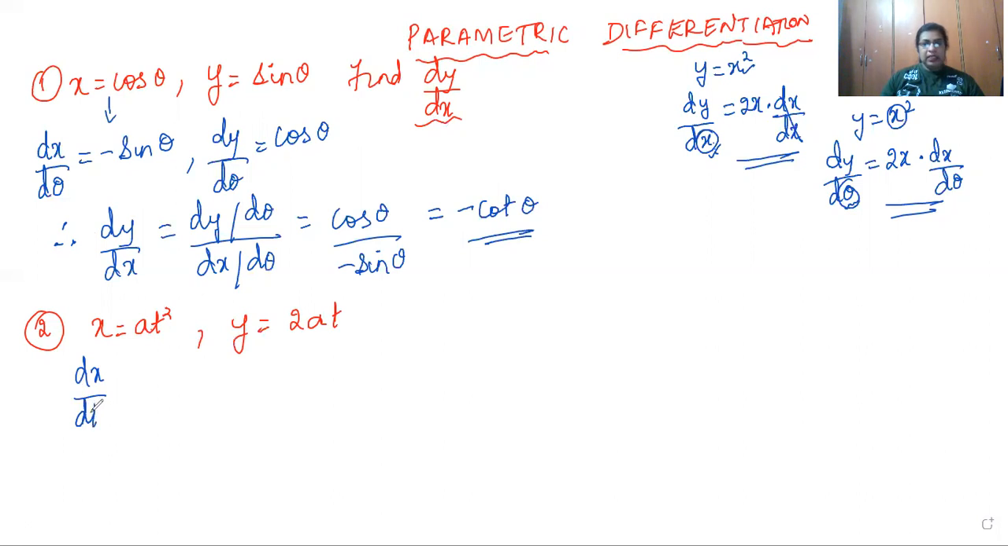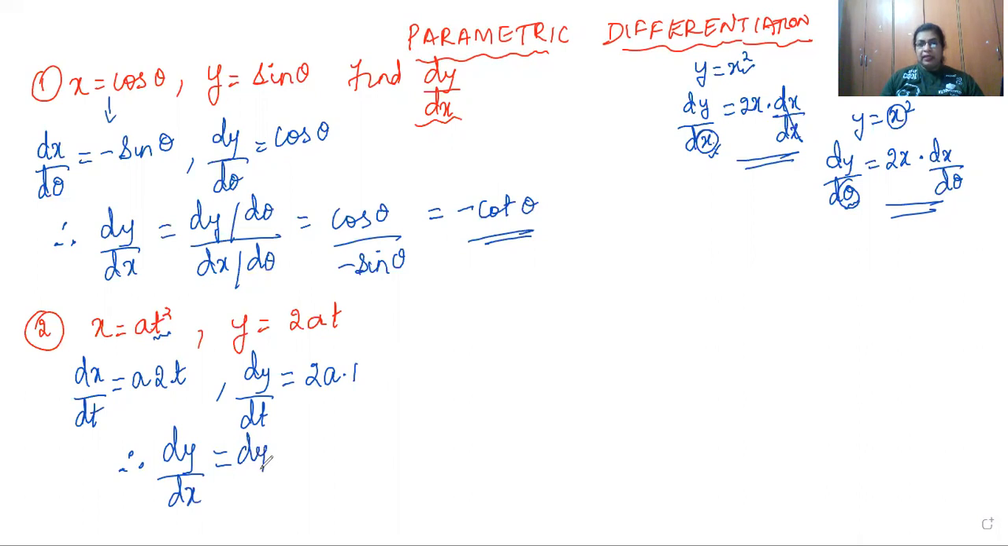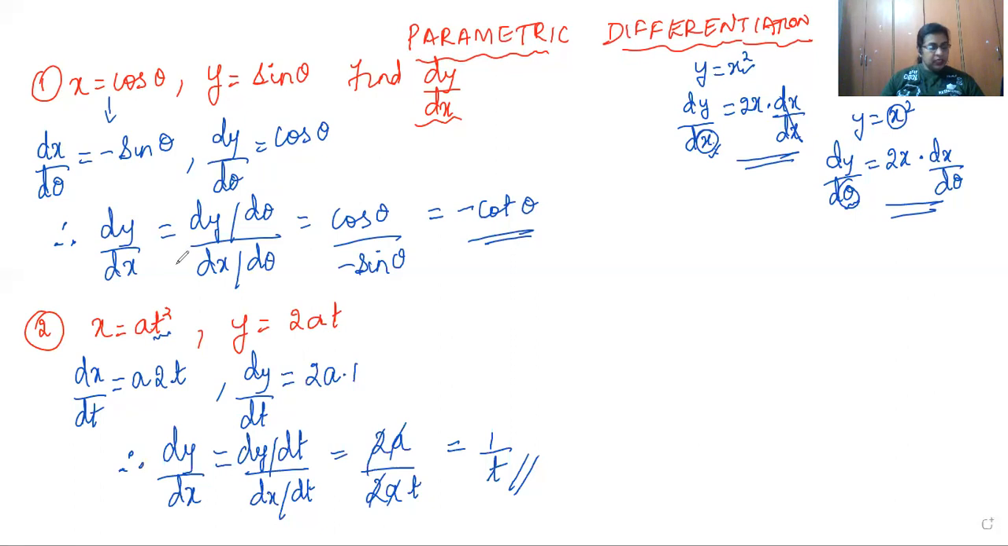So dx by dt, if I take, a is a constant. What is the derivative of t square? It is 2t. Next, dy by dt, what is it equal to? 2 is a constant, a is a constant, derivative of t is 1. Therefore, dy by dx is equal to dy by dt divided by dx by dt. That is equal to 2a by 2at. The 2 gets cancelled, a gets cancelled, and you are left with 1 by t. That is the final answer.